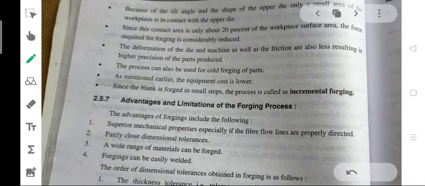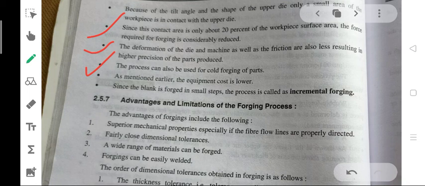And further, because of the tilt angle of the upper die, only a small area of the workpiece is in contact with the upper die. Since the contact area is only about 20% of the workpiece surface area, the force required for forging is considerably reduced. And further, the deformation of the die and machine as well as friction are also less, resulting in high precision of the parts produced. And the process can also be used for cold forging parts.